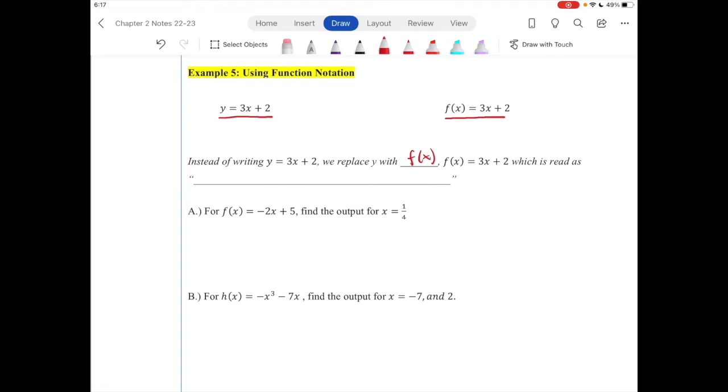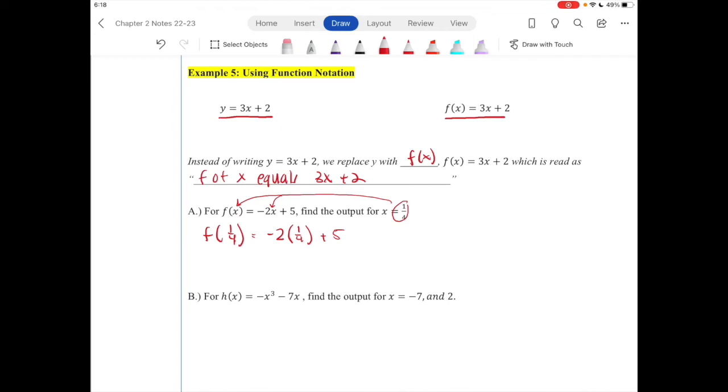Then when we have f parentheses x equals 3x plus 2, how that really reads is f of x equals 3x plus 2. In the first example, we have f of x equals negative 2x plus 5. That x just tells us what we're plugging into the function. Since we know that x is equal to 1/4, we're going to take this 1/4 and we're going to plug it in to our function notation, and we also plug it in for x in the equation. So we're going to have f of 1/4 is equal to negative 2 times 1/4 plus 5.